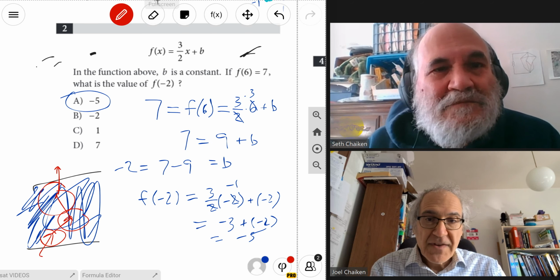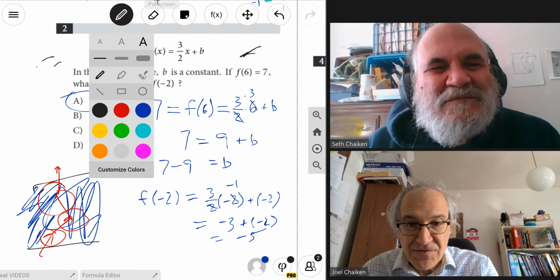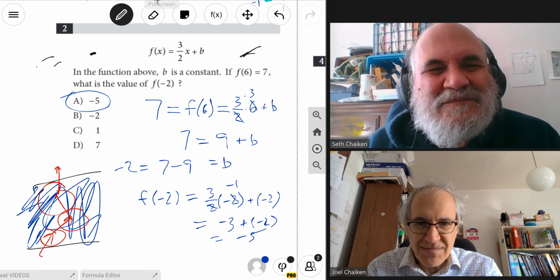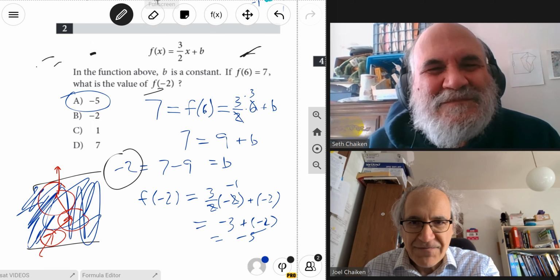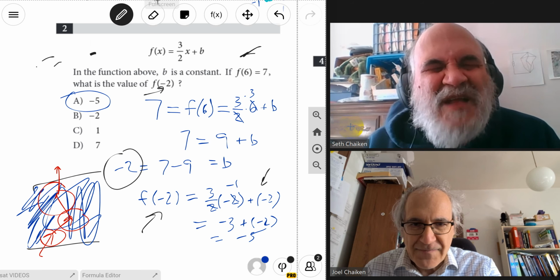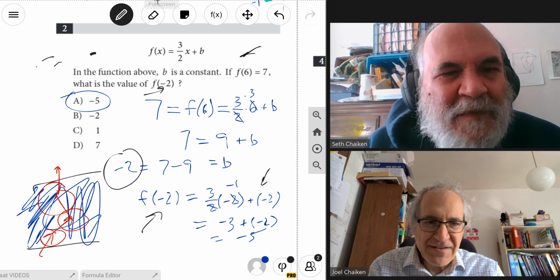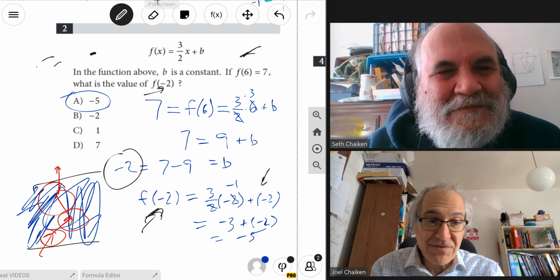I can see they purposely put in too many negative twos in this problem, just to confuse you. b is -2, f of this is -2, and you got f taken of -2. You got a lot of negative twos here. I'm sure they did that on purpose.